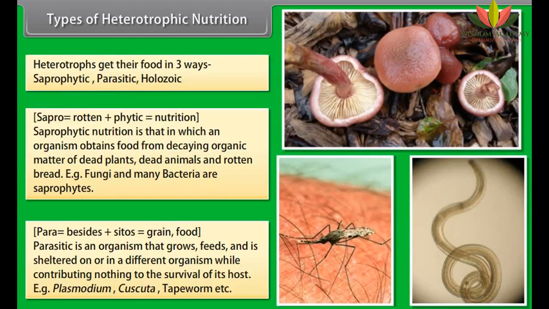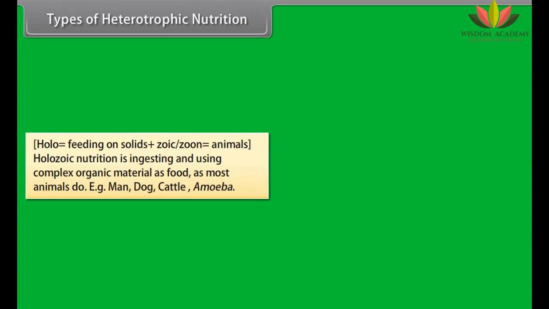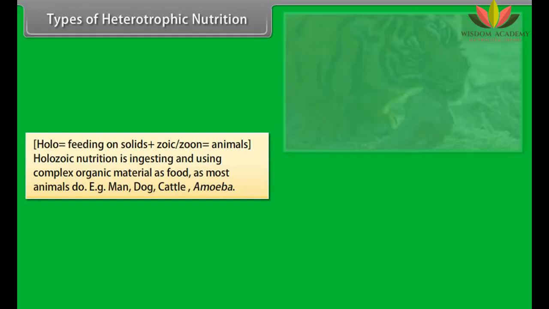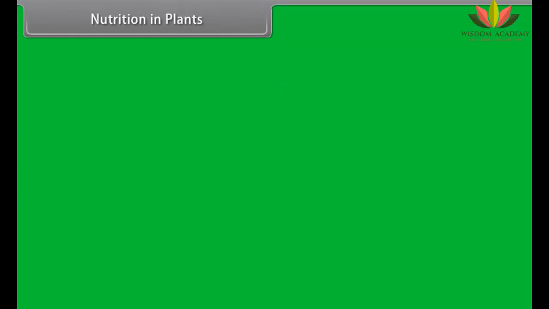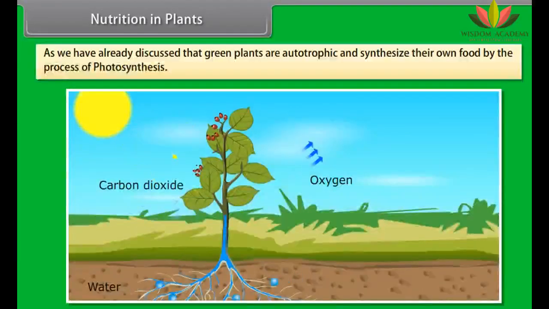Para, which means besides, and cytos means grain food. Parasitic nutrition is when an organism grows, feeds and is sheltered on or in a different organism while contributing nothing to the survival of its host. That is, plasmodium, cuscuta, tapeworm, etc.